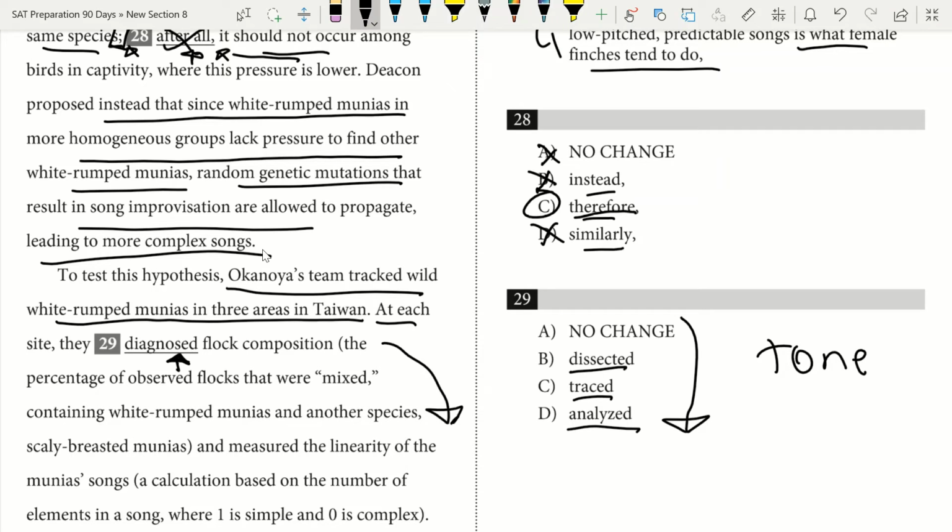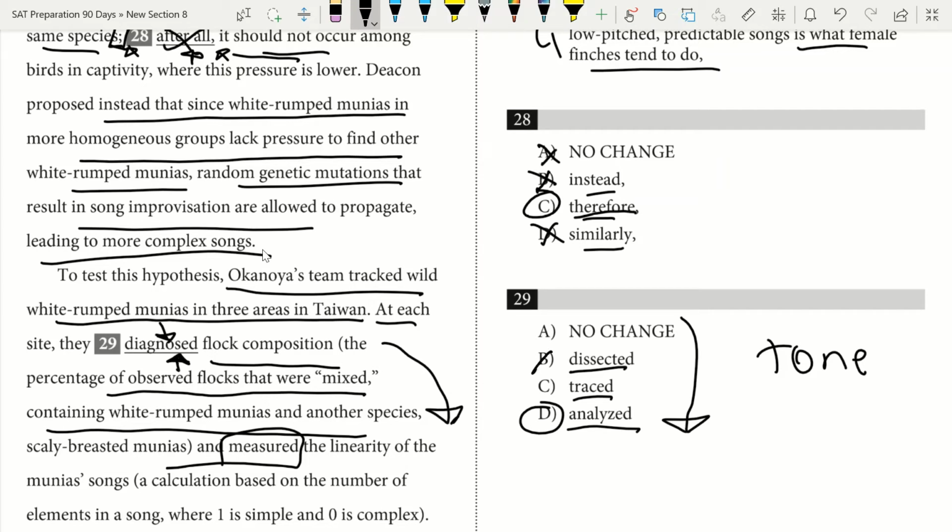We have at each site, they did what to the flock composition, the percentage of observed flocks that were mixed, containing white-rumped munias and other species, and they measured the linearity of the munias' songs. Okay, so they're measuring linearity. They're not diagnosing flock composition, right? They're recording this down, or they're analyzing it, right? They're not dissecting it because you can't dissect flock composition. You can't diagnose it either, but you can analyze it. You cannot trace it, but you can analyze that flock composition. So D would be our correct answer there.